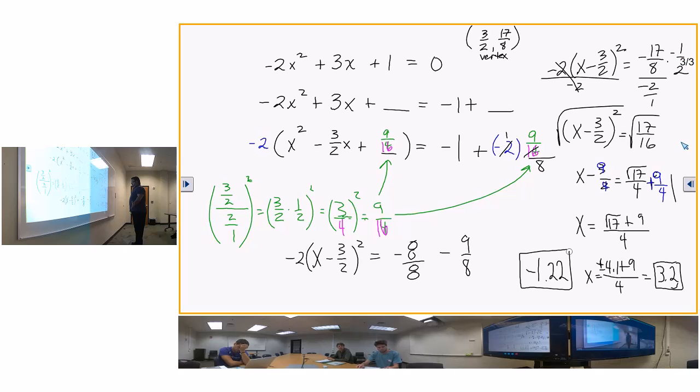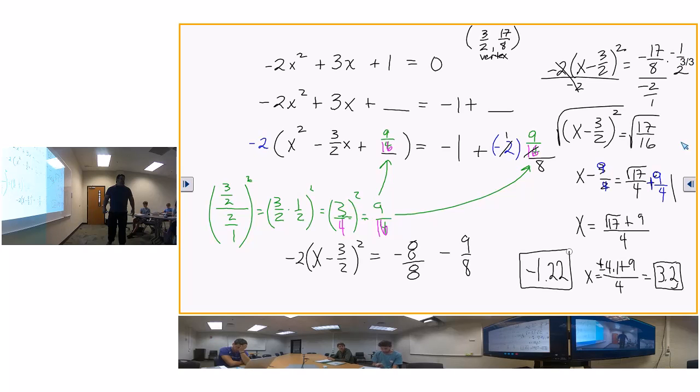And there's your 2 x-intercepts. Now draw it up and let's do the domain and range and all that good stuff. Draw it up.